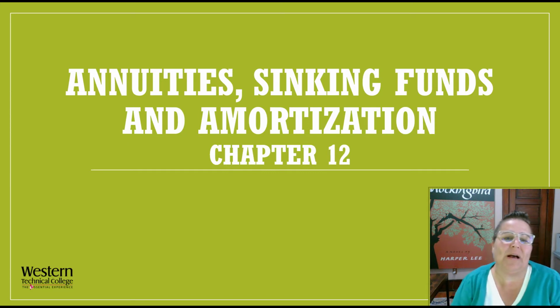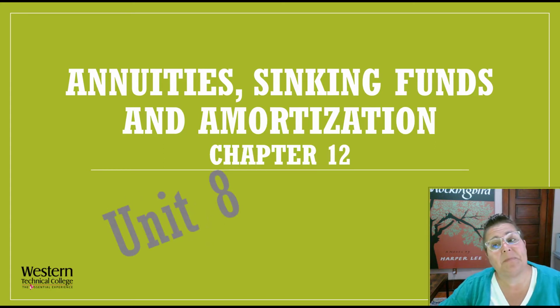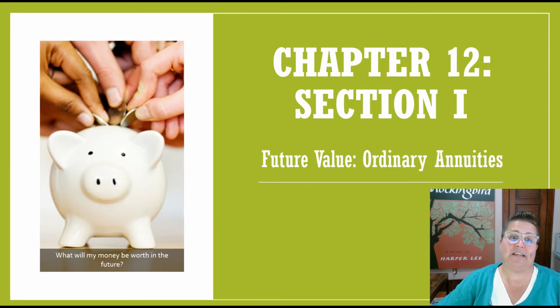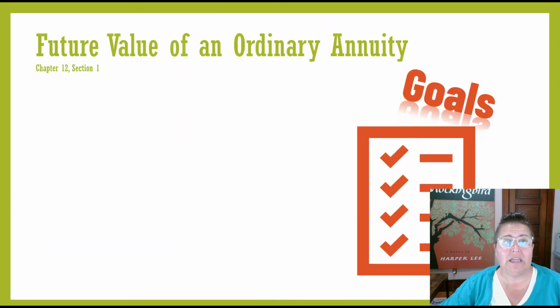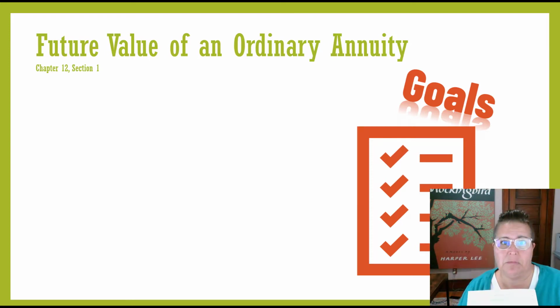It is chapter 12 in your textbook. We're going to be doing annuities, sinking funds, and problems with amortizations. This is unit 8, and our first section is the future value of an ordinary annuity. I will mention that you will possibly want the tables I have in your assignment module.